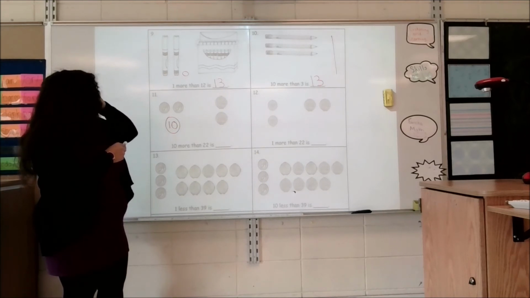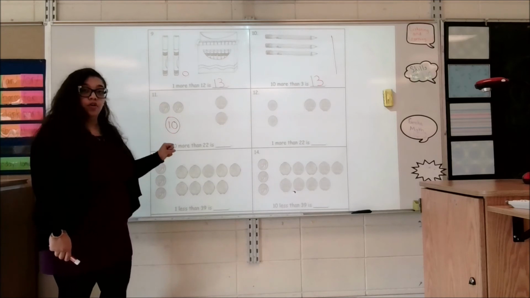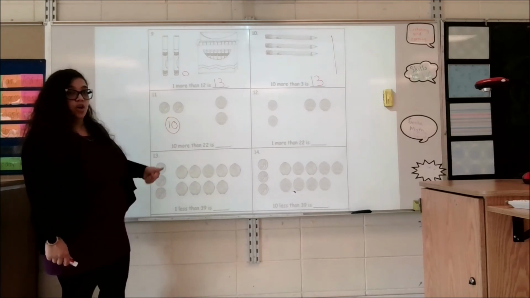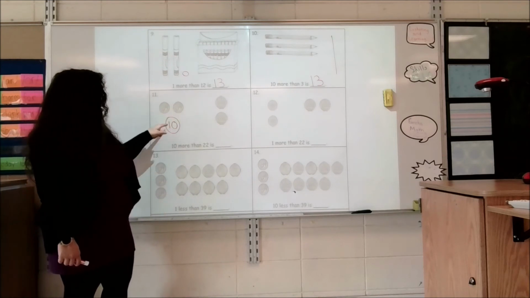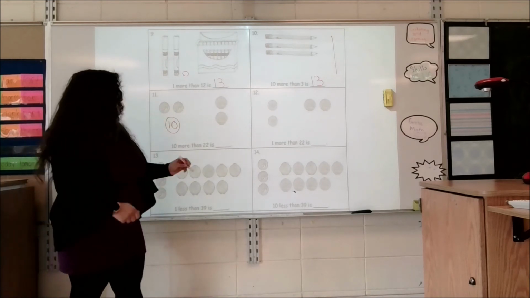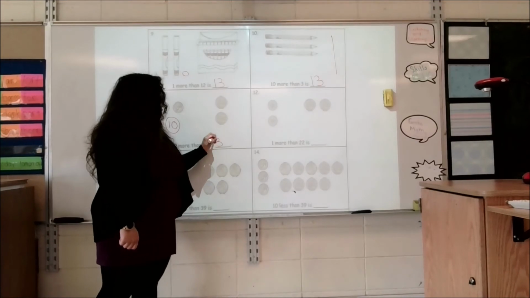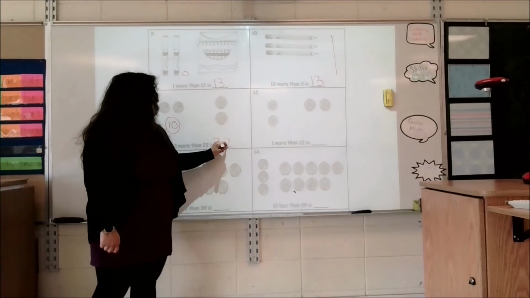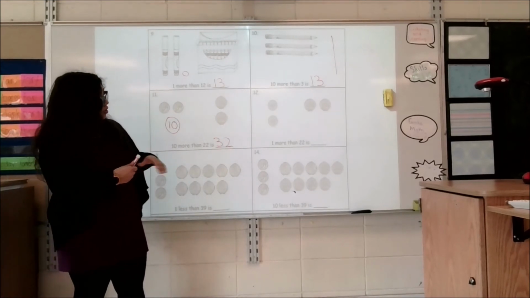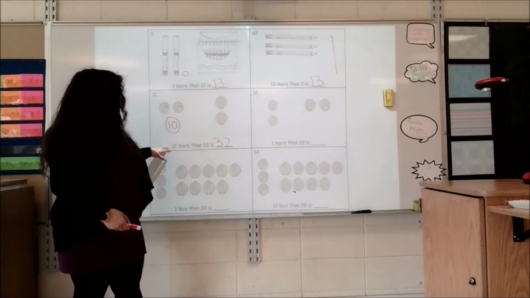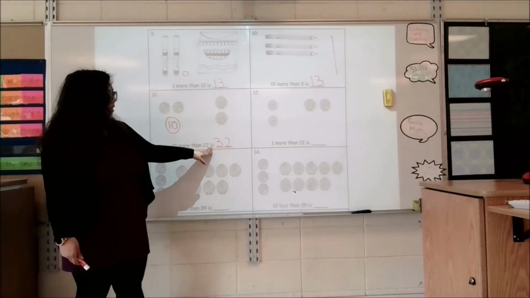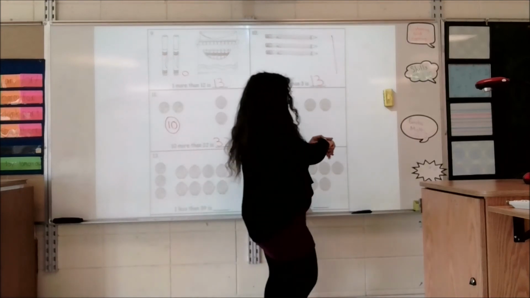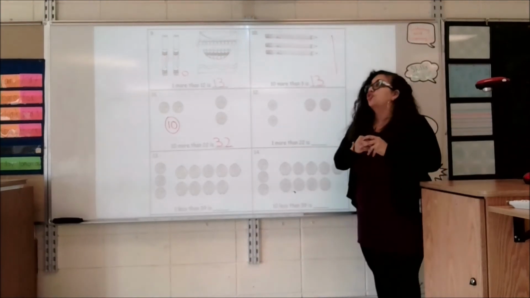10 more than 22. Well, I'm adding another group of 10. So the value of my 10s, the number of 10s is going up. So instead of 2 10s, how many 10s do I now have? 3. Good. I have 3 10s. And how about 1s? How many 1s do I have? Still 2. I treat it like a place value chart. So 3 10s and 2 1s. 10 more than 22 is 32.